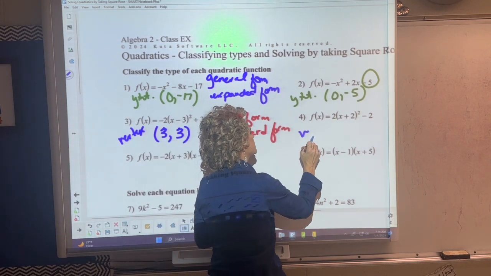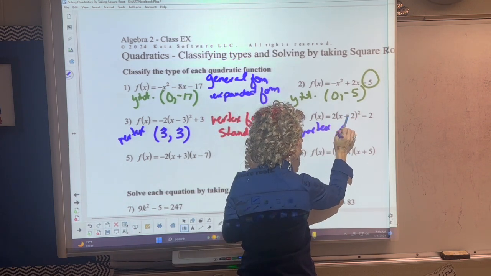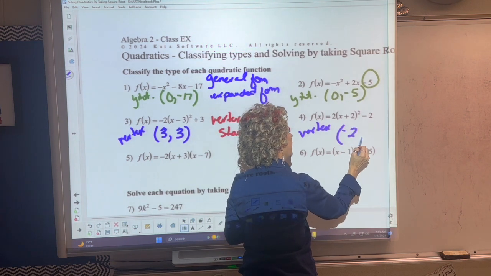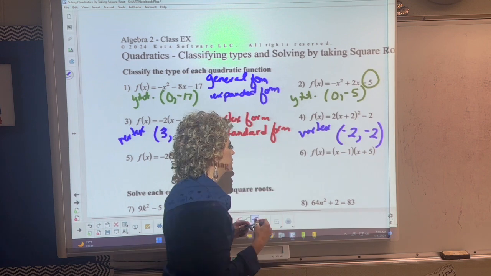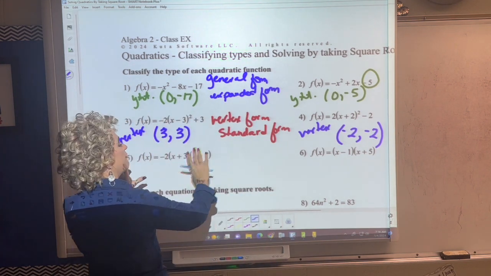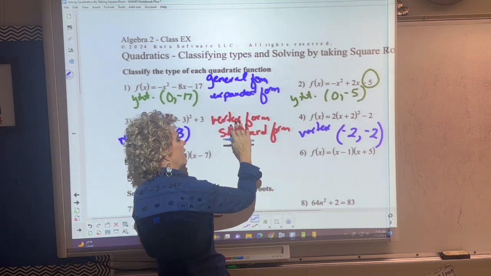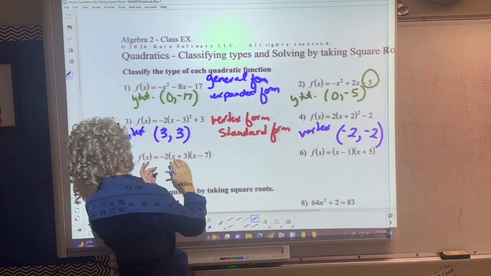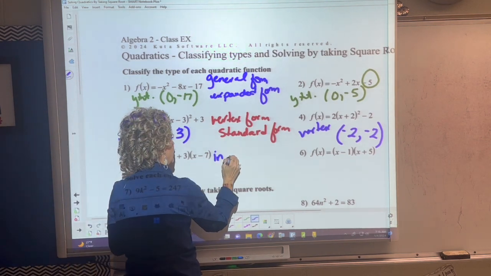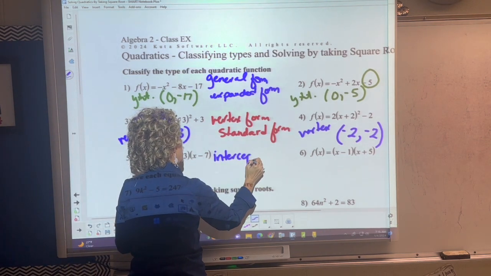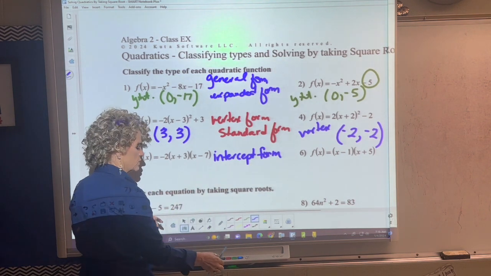My vertex on number 4, okay, my H right here, in order to see a +2, it has to be a -2, and K is exactly how it appears, -2. So (-2, -2). Now, number 5 and 6, again, we've done general form, expanded form, we've done standard form, vertex form. This one right here, number 5, is our intercept form, okay? Our intercept form, specifically our x-intercepts. It's our solutions, so to speak.